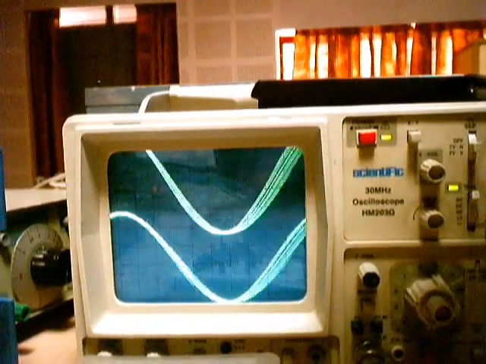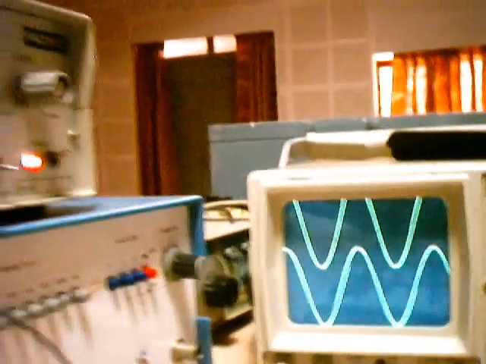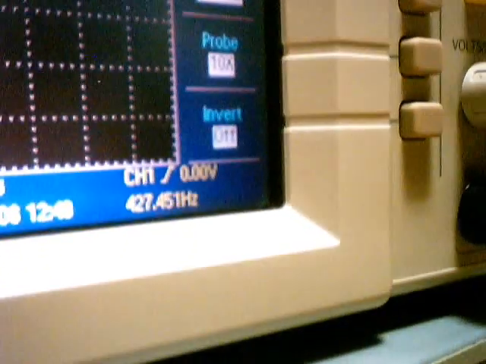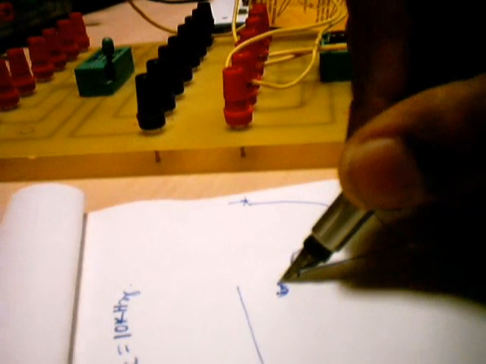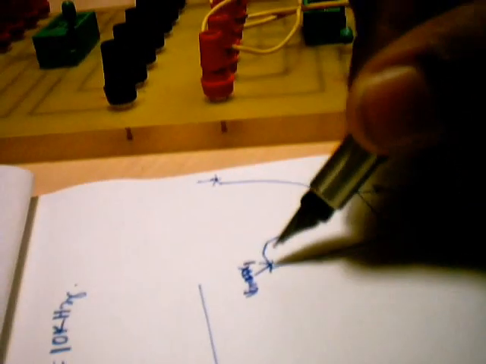So let me further reduce the frequency, because we need to go to the passband. So it's almost 10. Now the frequency is around 427 hertz. This is 427 hertz. The output voltage is 10 volt. That's exactly my V0 max 1. Let me just mark that as V0 max 1.